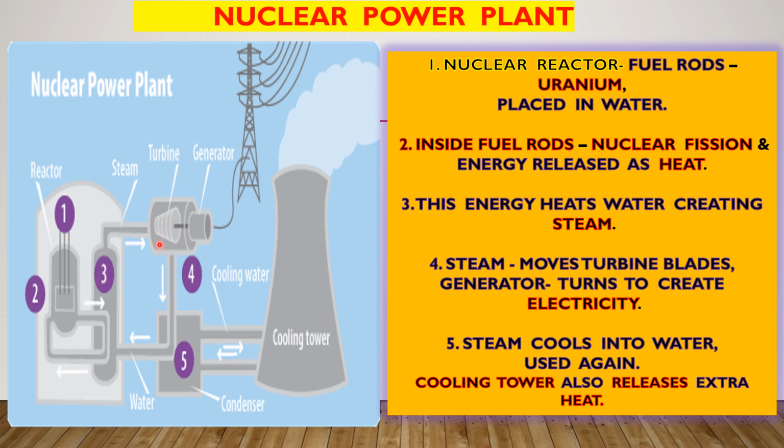Here is the turbine. Steam rotates the turbine, generating electricity, and the steam is then passed on to the condenser, where it condenses into liquid, and the cooling tower expels the extra heat, as here. So this is all about the nuclear power plant. I hope this is clear. Now let's go on.